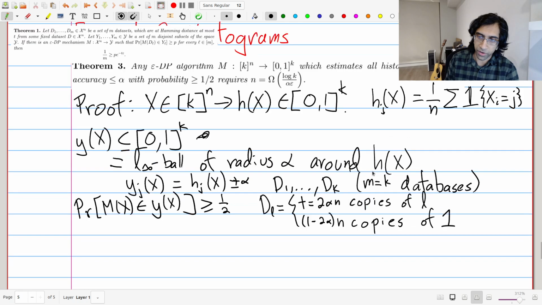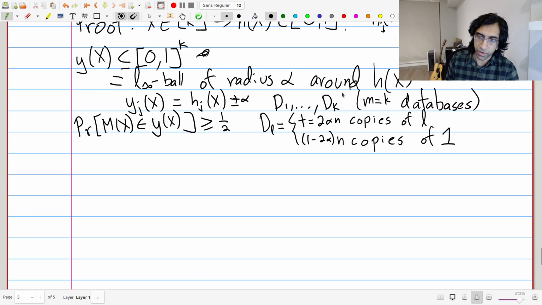Let's see what exactly these databases look like. Let me draw some of them for you. Let's draw the simplest one, which is a special case actually. Let's draw D1 first: 1, 2, 3, all the way up to k. The first database, D1, will look something like this. It'll have all its data points on symbol 1.